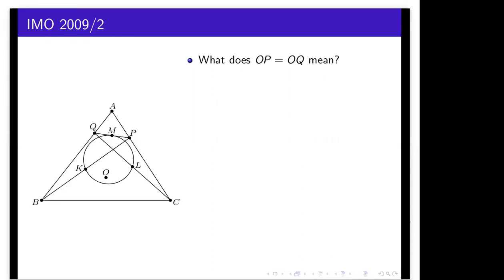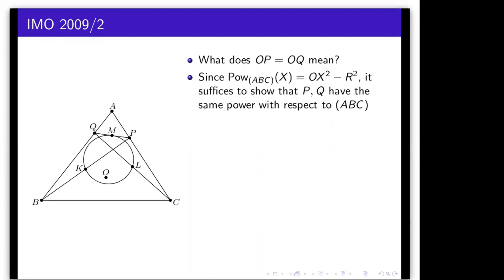Yep. So normally our instinct might be to prove that OPQ is isosceles, for example. But the angles OPQ and OQP are really ugly, and this idea will probably not work. Instead, as some people said in the chat, note that OP equal to OQ means that P and Q have the same power with respect to circle ABC. This is because power of a point was defined to be the distance from O squared minus R squared. So if their powers are the same, their distances have to be the same.